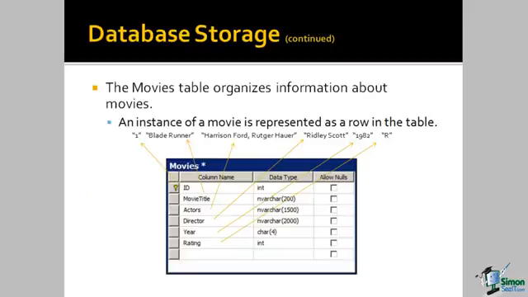As an example, we have a movies table that organizes information about movies. An instance of a movie is a row in the table. The table is defined as having an ID field, a movie title field, an actor's field, a director's field, a year field, and a rating field. When we ask the database to give us an instance, to give us a row from this table, what we receive in return is the data associated with one movie.